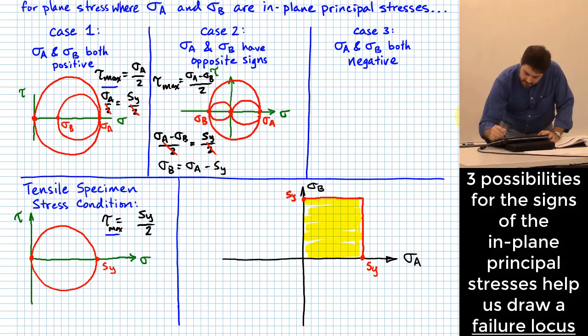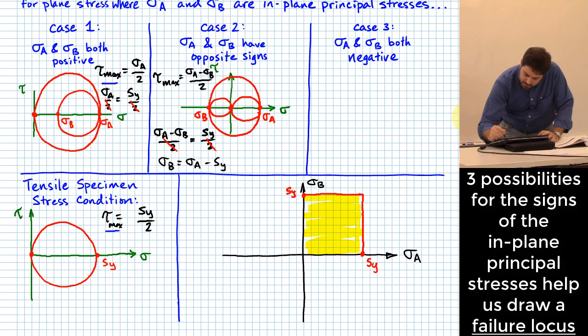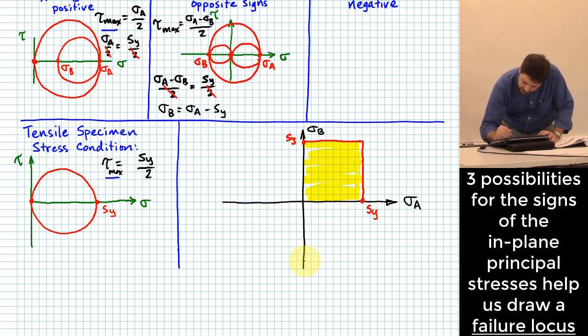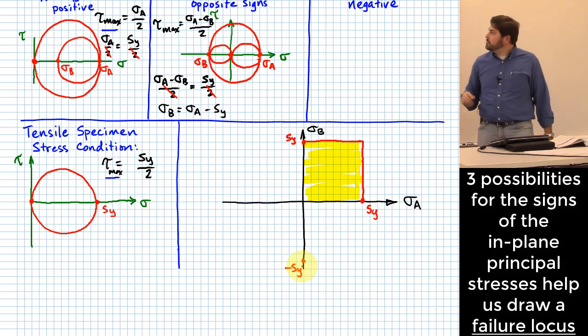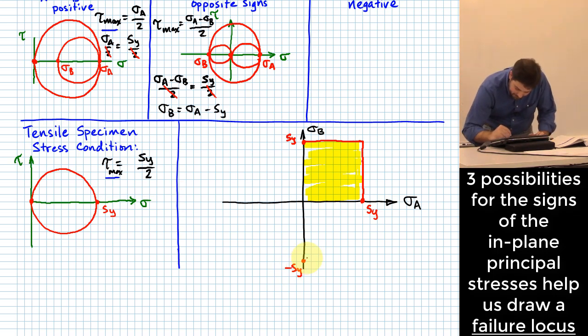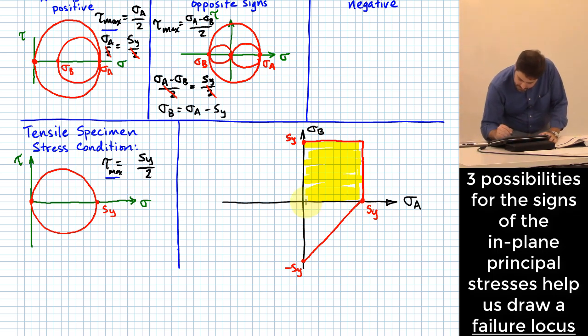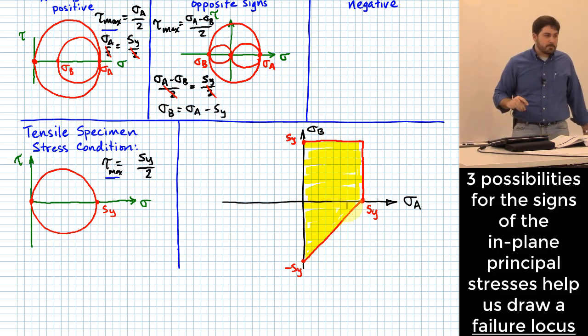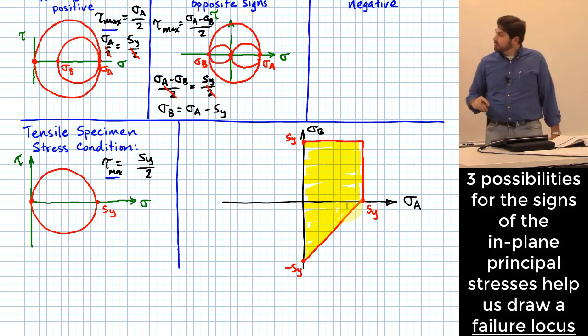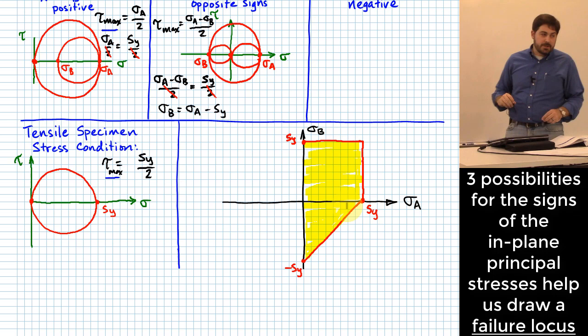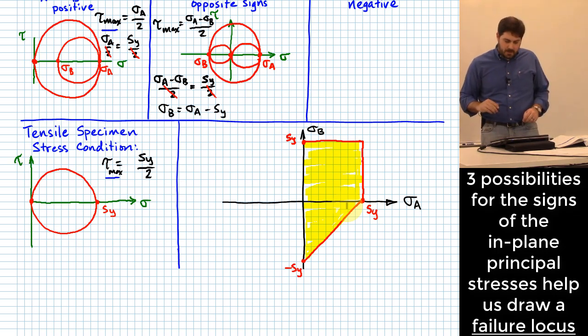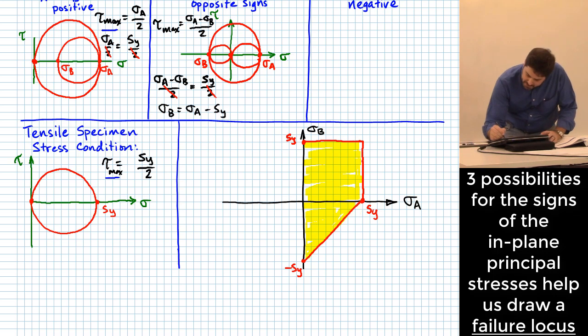Okay? So what we see there is that when we have sigma A and sigma B having opposite signs, we can plot something down here at negative Sy, I should say, like this. And that would draw a line going like this. And what we're saying there is that as long as we're inside of here, we don't predict failure. Okay? So far, so good? All right, now let's go to my last case.